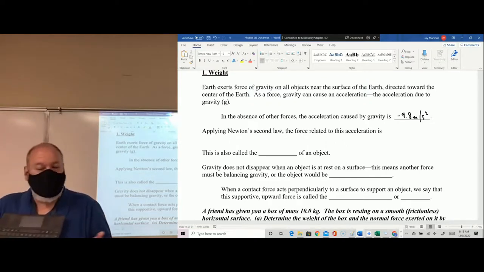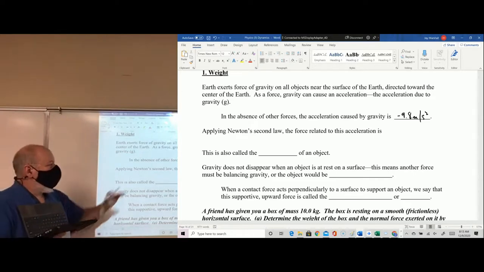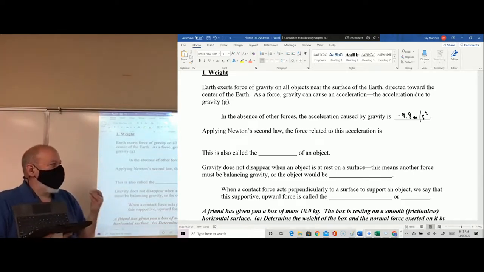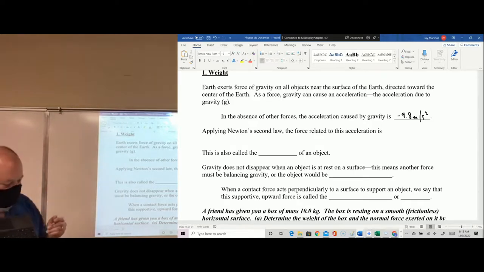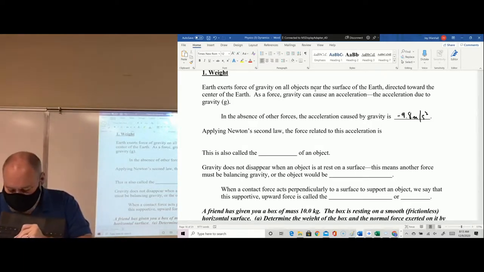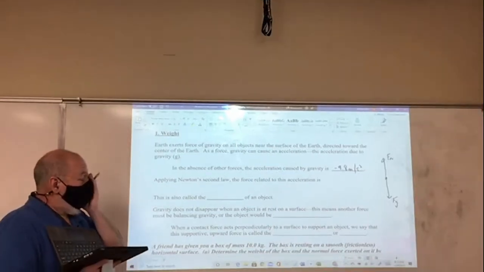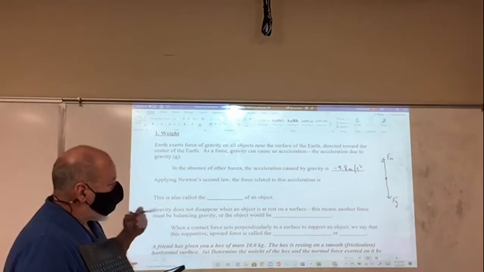Otherwise, we would be accelerating. But we have to be aware that the force due to gravity is still always present. If we were to just draw a free body diagram of that, we would know that the force due to gravity is balanced by the normal force. You don't have to draw that, but you're aware of that.